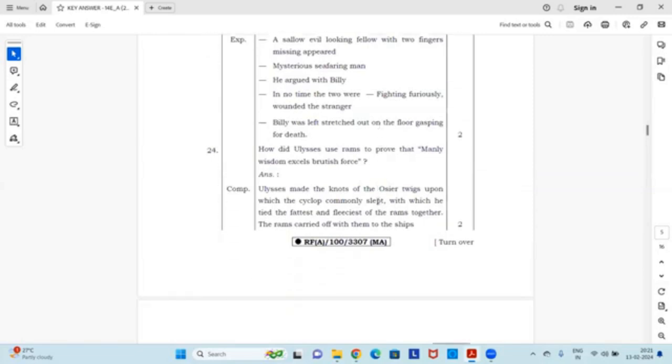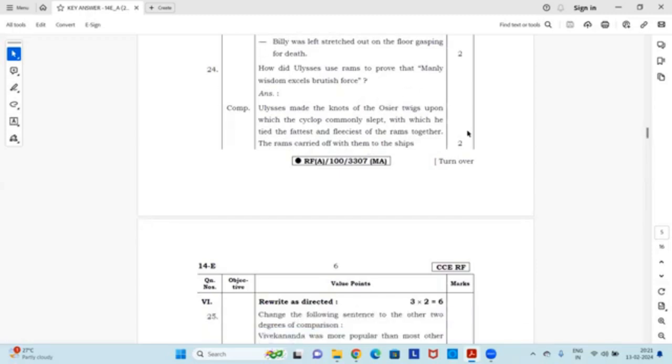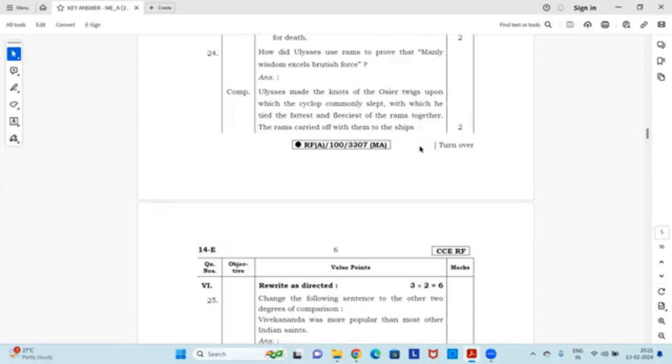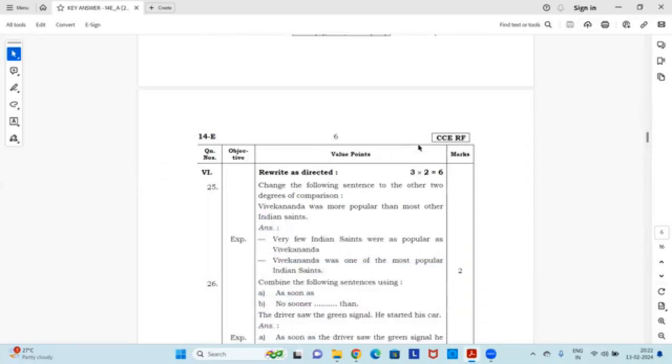Okay, moving to next question, 24th. How did Ulysses use rams to prove that manly wisdom excels brutish force? Answer: Ulysses made knots of the osier twigs upon which the Cyclops commonly slept, with which he tied the fastest and the fleeciest of the rams together. The rams carried them off to the ships. So this is how he escaped. Fine. Moving to next main question.